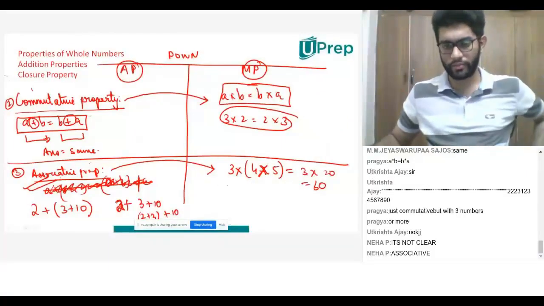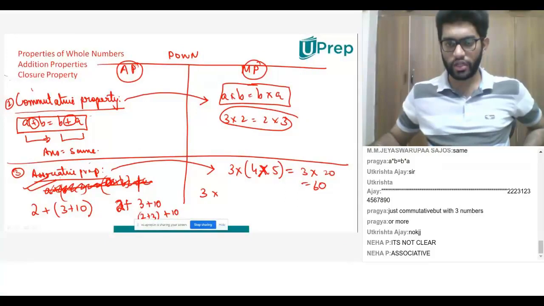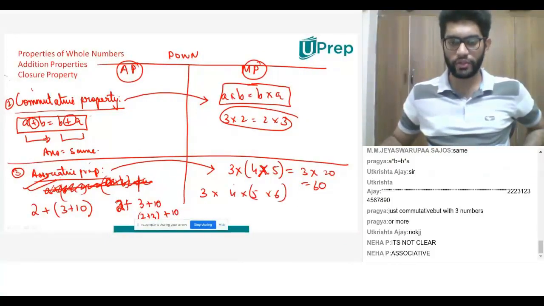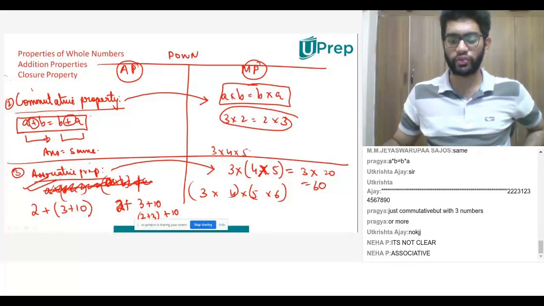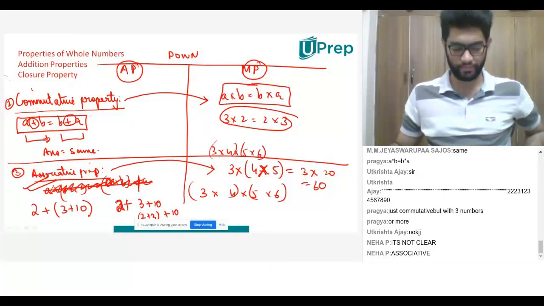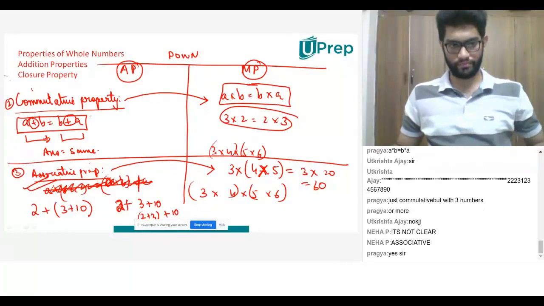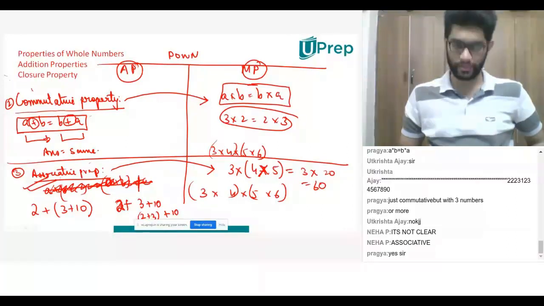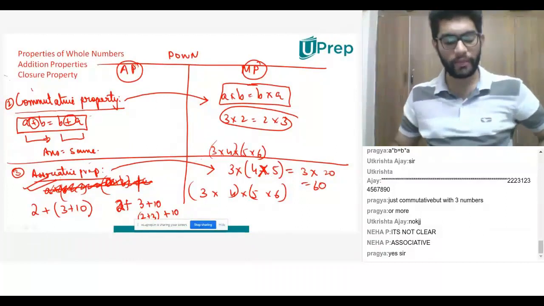It doesn't matter because, see, 3 into 4 into 5 into 6. You put it like this or you put it like this. It doesn't matter. You're getting the same answer, right? End of the day, it's just one statement. It's 3 into 4 into 5 into 6. The brackets are just for separation and nothing else. Is that clear, Pragya? In other words, the product of 3 whole numbers remains the same even if the grouping of numbers is changed. Right.